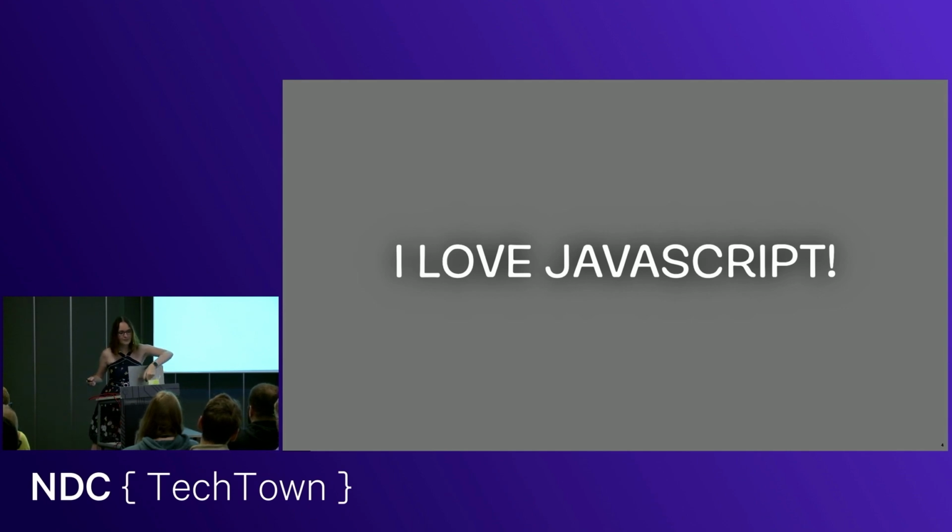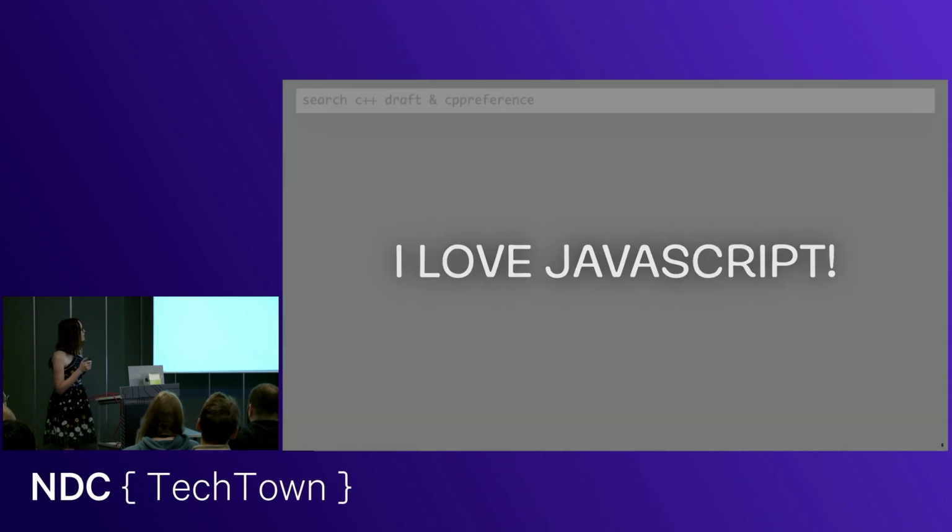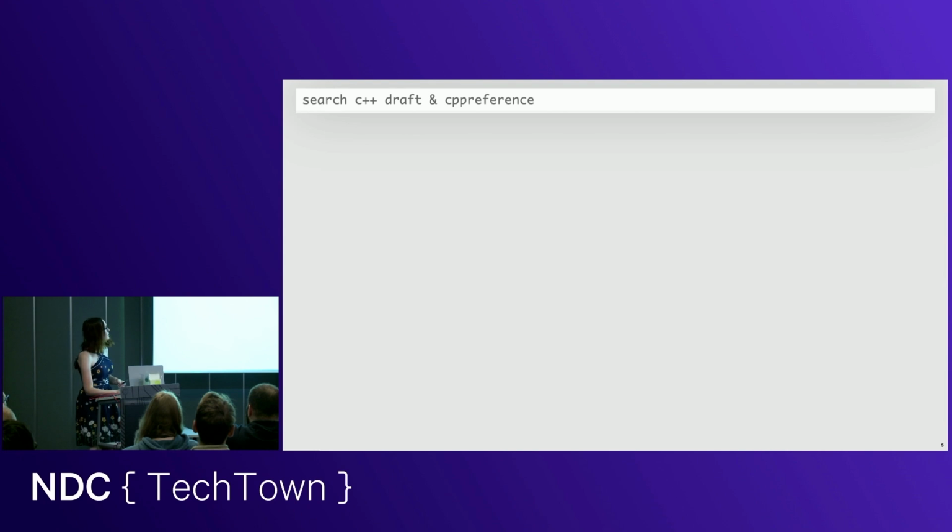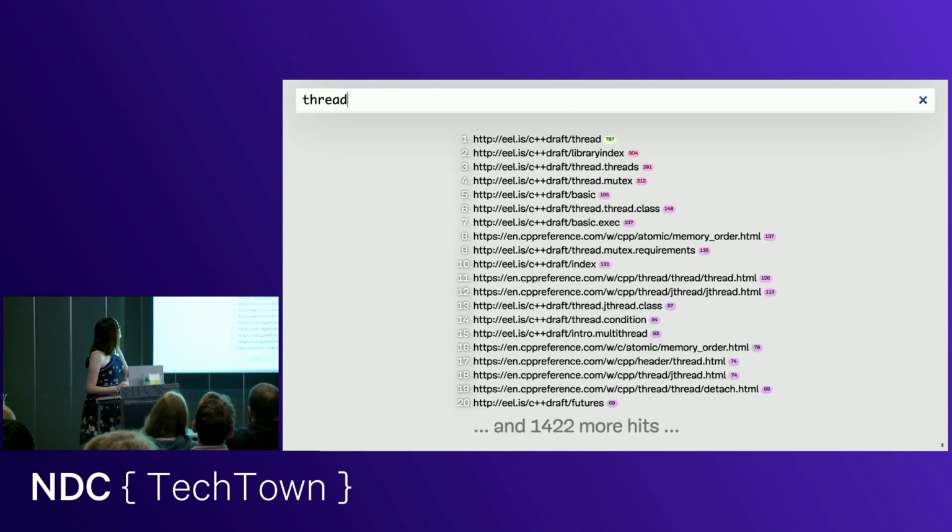Anyway, so I love JavaScript, and when I was at a committee meeting in Varna, I got a little bored one morning, and I wrote a small thingy. Maybe you saw it. It's a search engine. And it searches in the C++ standard and cppreference. So you can type thread, and it will search there. It's really quick because everything's happening in your browser and asynchronously with JavaScript.